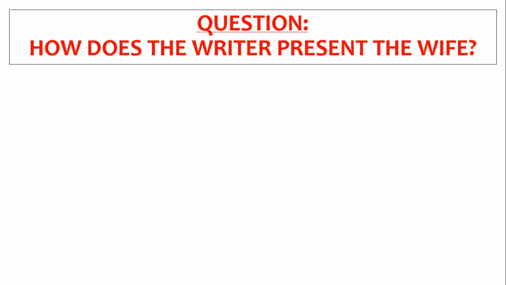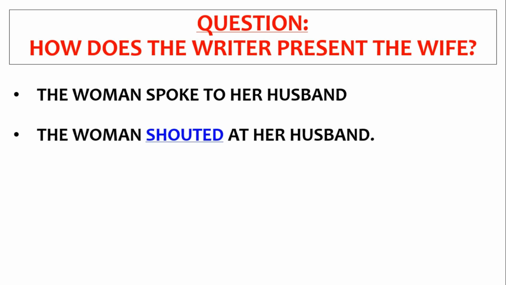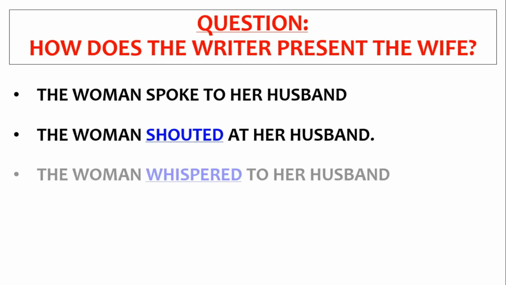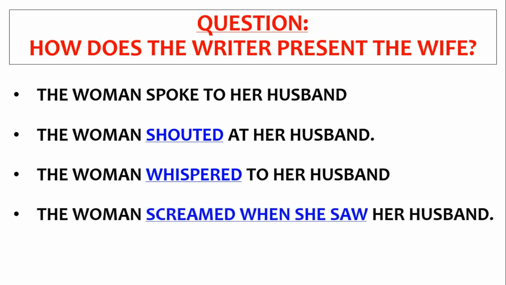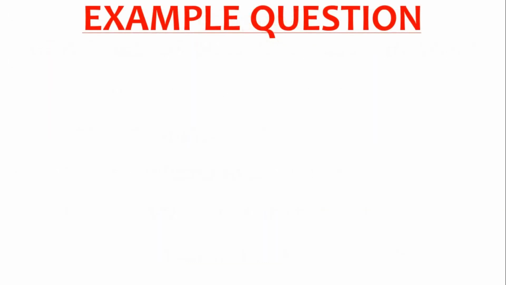So really sort of obvious example, little intro to this question is, say for example my question was, how does the writer present the wife? So I've got that sentence, okay, so let's look how the word or the verb spoke changes. If it said the woman shouted at her husband, the wife might be presented as angry. If the woman whispered to her husband, we might say the wife is secretive. If it said the woman screamed when she saw her husband, it might mean the woman is scared of her husband. If it said the woman rolled her eyes, it might mean she's bored or fed up with her husband. So this is what that question is all about. It's all about picking out words and saying why the writer has used them.